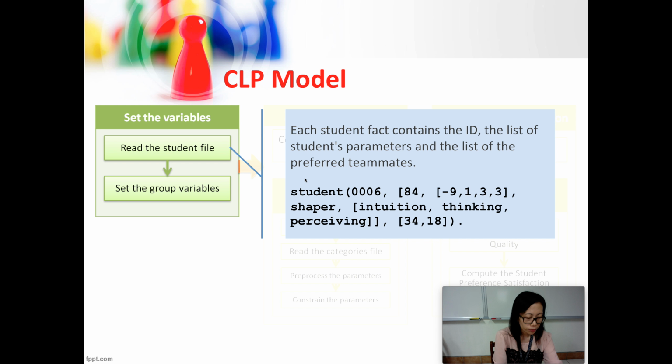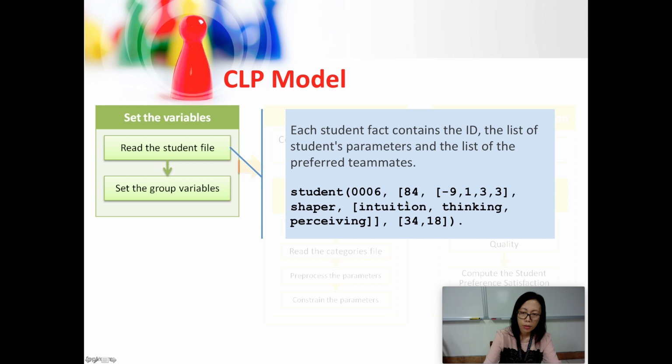First, the variables are set using the facts from the student file, which contains the ID, the list of student parameters, and the list of preferred teammates. So in the sample shown, 0006 is the student ID, followed by the list of student parameters and the list of preferred teammates, or the list of student IDs of the preferred teammates.